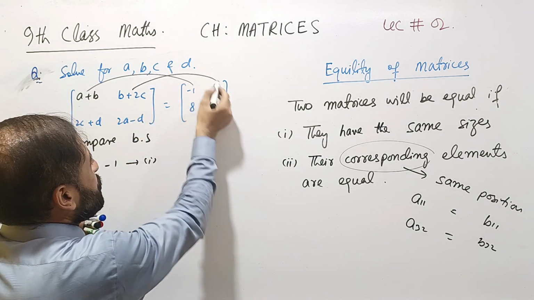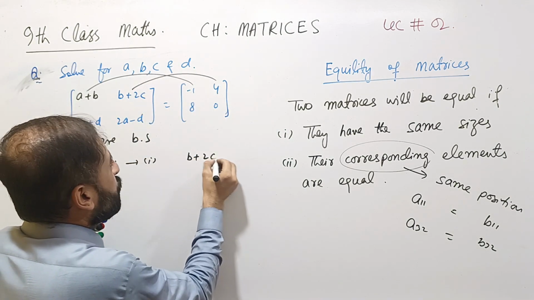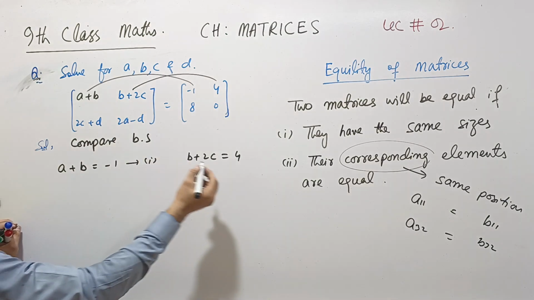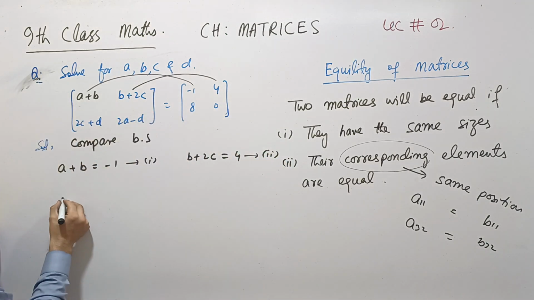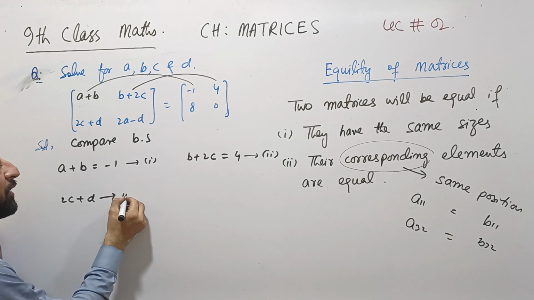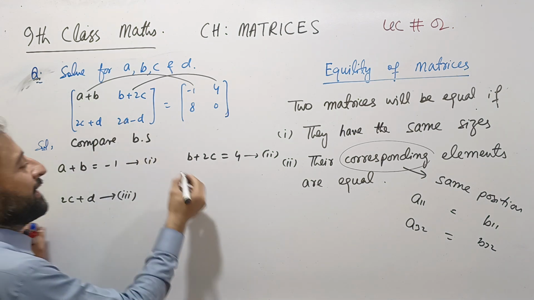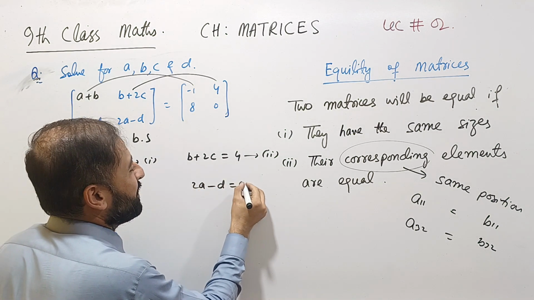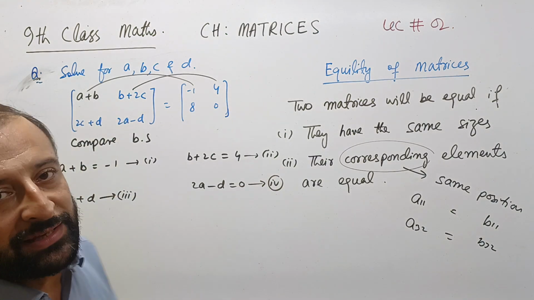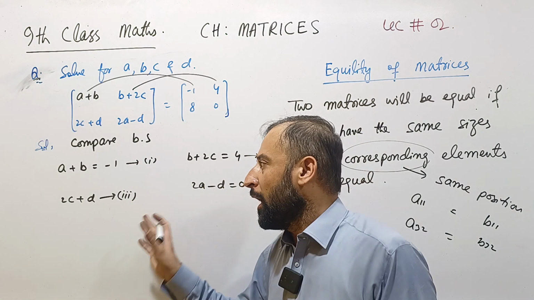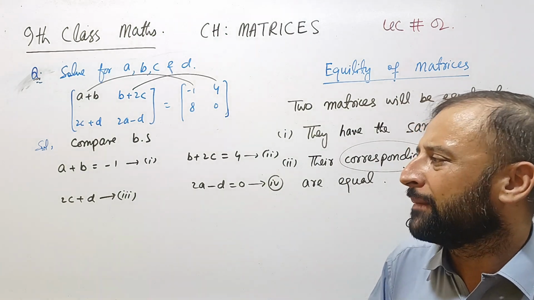And of course, these two will be equal. B plus 2C is equal to 4. This is named equation 2. These two will be equal to C plus D. Let's call it equation number 3. And similarly, 2A minus D is equal to 0, equation number 4. These are four equations and you need to solve them. How to solve? Add or subtract or elimination?